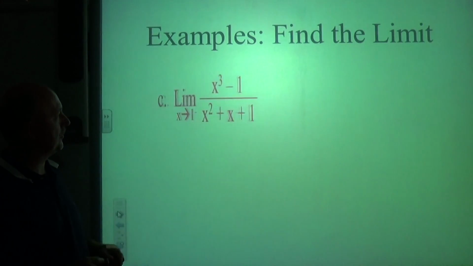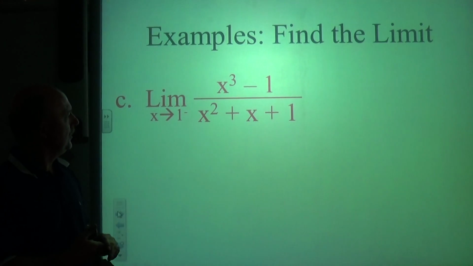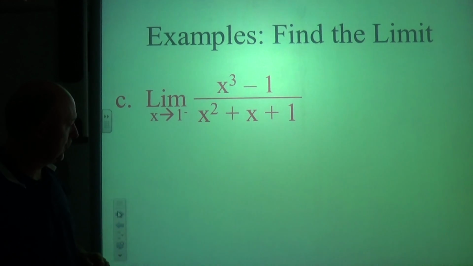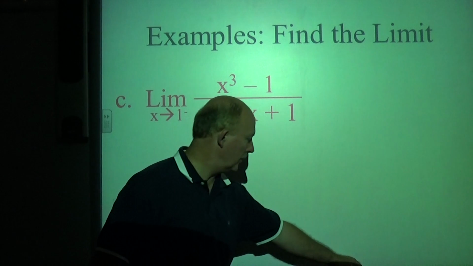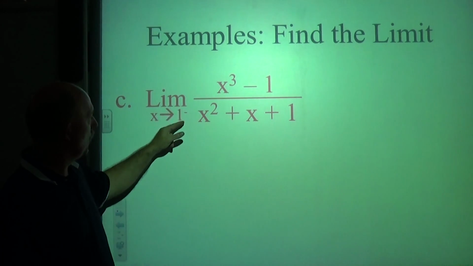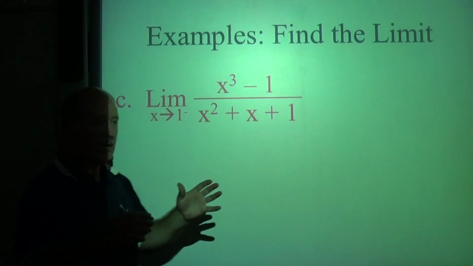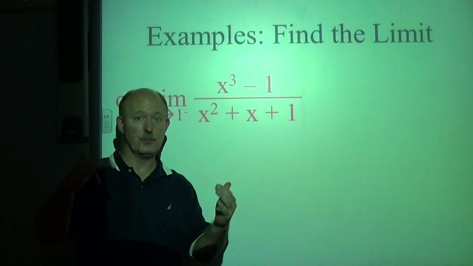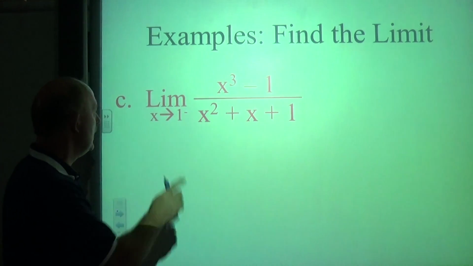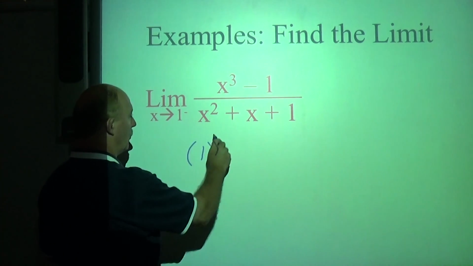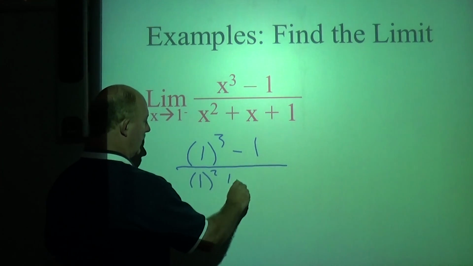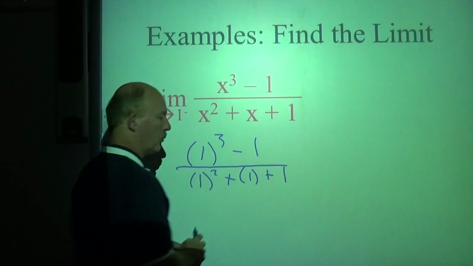Now, we have another example. Let's look at this one here. So we take the limit as x approaches 1 from the left. Every time you do a limit, let's try direct substitution first. Let's take the 1 and plug it into our function. Now remember, 0 over 0 indicates a hole, so it is possible that we can run into a hole here. Let's substitute the 1 in. It gives us 1 cubed minus 1 over 1 squared plus 1 plus 1.